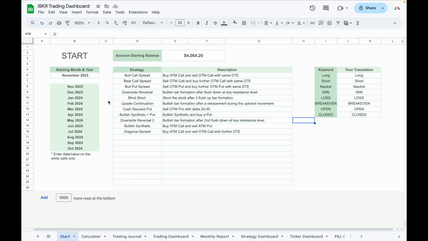As a beginner, I started with a demo account for about a year. Then in late 2023, I began trading live with a starting capital of around 4,000. This is now my second year trading options with a live account. I've been using various option strategies such as credit spreads like bull put spread and bear call spread, diagonal spread, bullish synthetic, cash secured put, and a few strategies for stock trading as well.